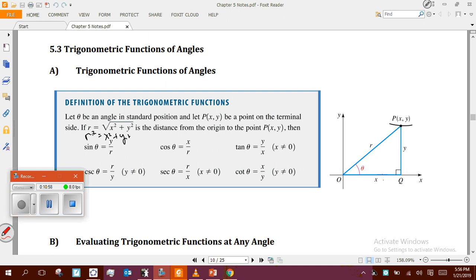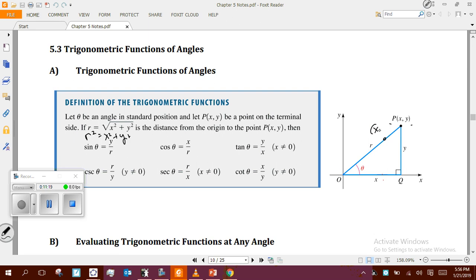But we'll start here talking about this definition of a trig function. It says let theta be an angle in standard position. Let P(x, y) be a point on the terminal side. And what happens is that it doesn't really matter where P is. It could be there, it could be there, it could be there. It doesn't matter because every time that happens, obviously it's going to have an x comma y.